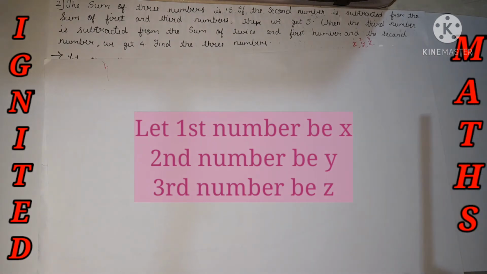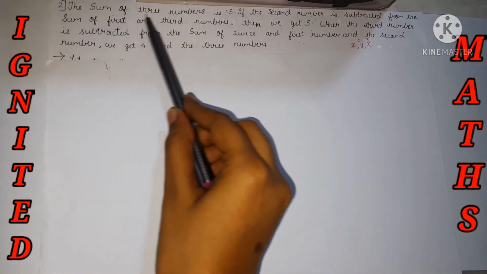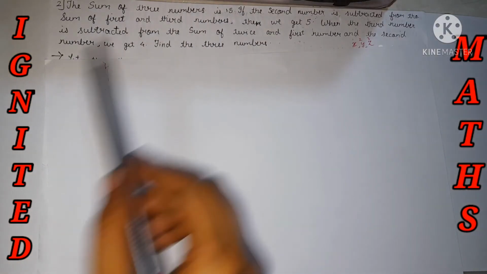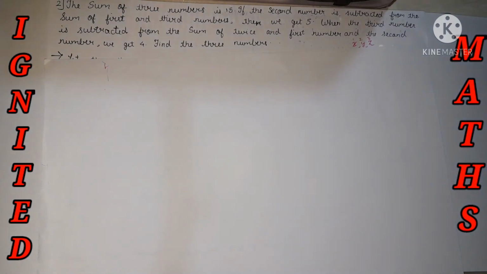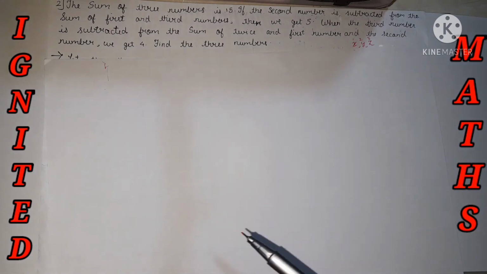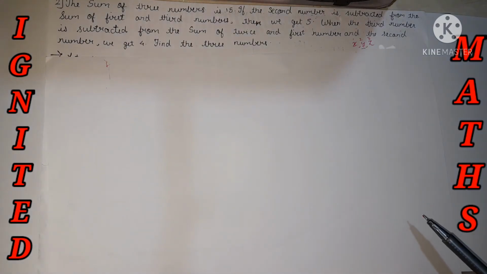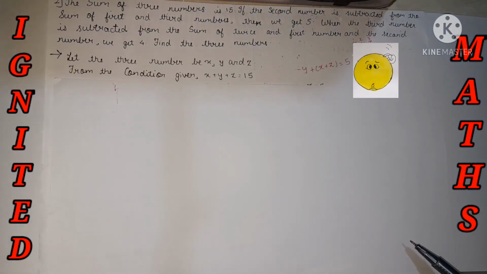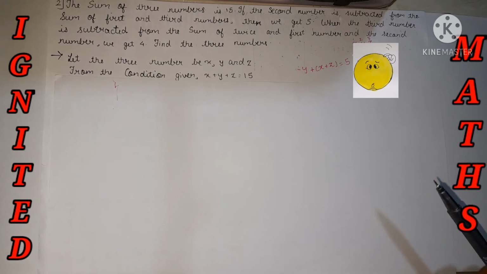Now let's substitute in each and every equation. So this will be my first equation. Yes, the sum of three numbers is 15. Total there are three numbers, that is x, y, z. So the sum of three numbers is 15, so x plus y plus z is equal to 15. Yes, this will be my first equation.